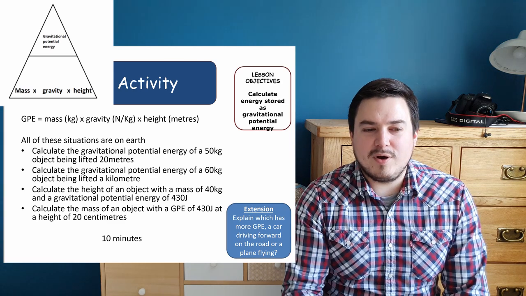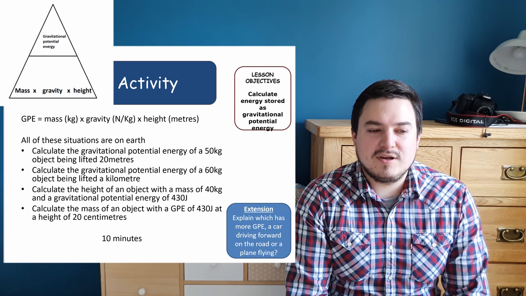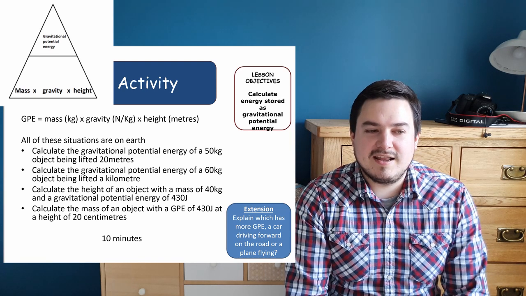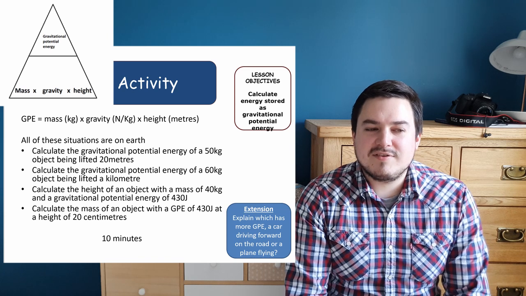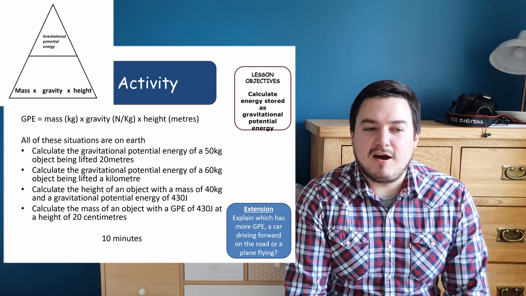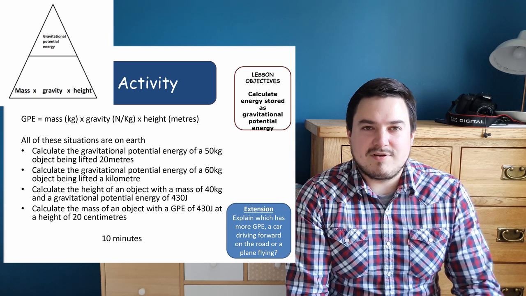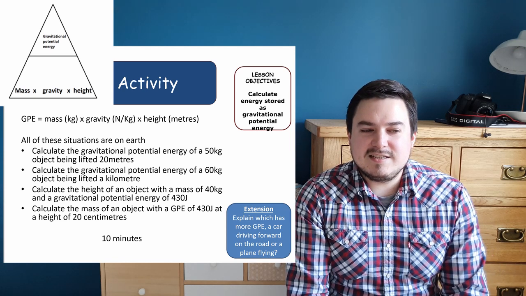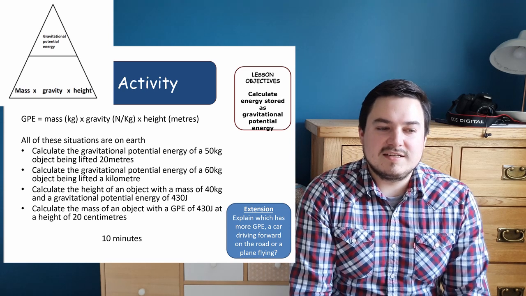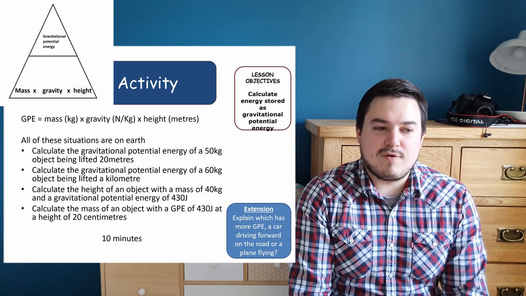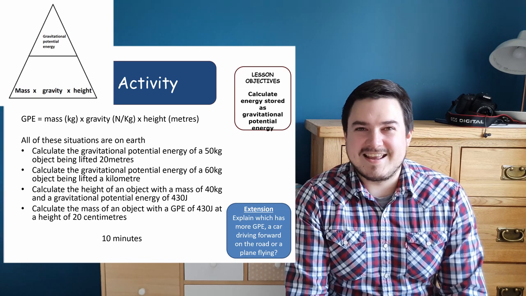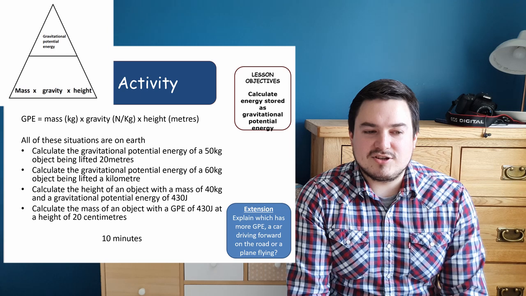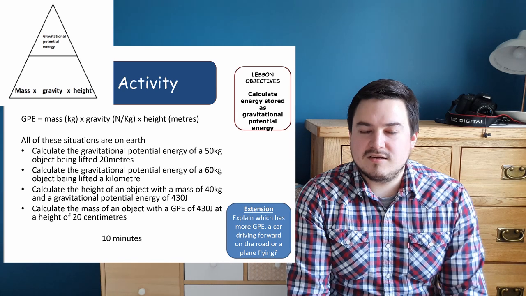Again, there are 4 questions here. I'd like you to have a go at those 4 questions and make sure that you put these things in the correct units when you do these calculations. Mass must be in kilograms, gravity must be in newtons per kilogram, and height must be in meters. And obviously gravitational potential energy must be in joules. Don't forget, if something's in centimeters, you need to divide it by 100 to get it into meters. If it's in grams, you need to divide it by 1,000 to get it into kilograms. 5 minutes, write down the answers to the questions, and we'll come back to it in a bit.